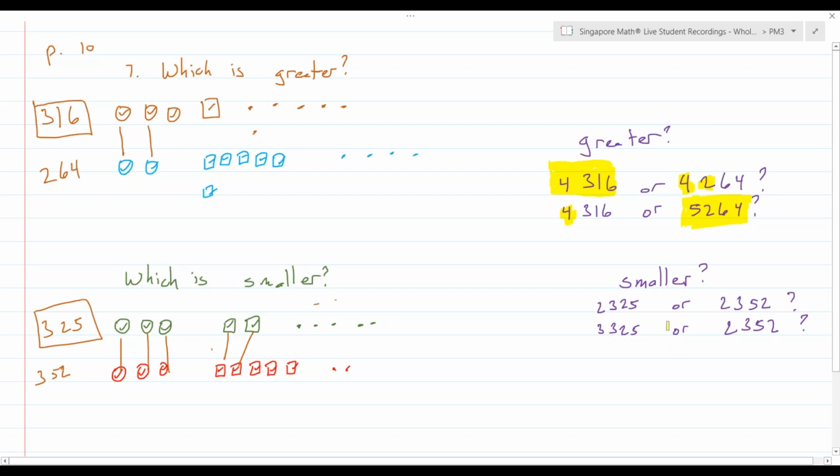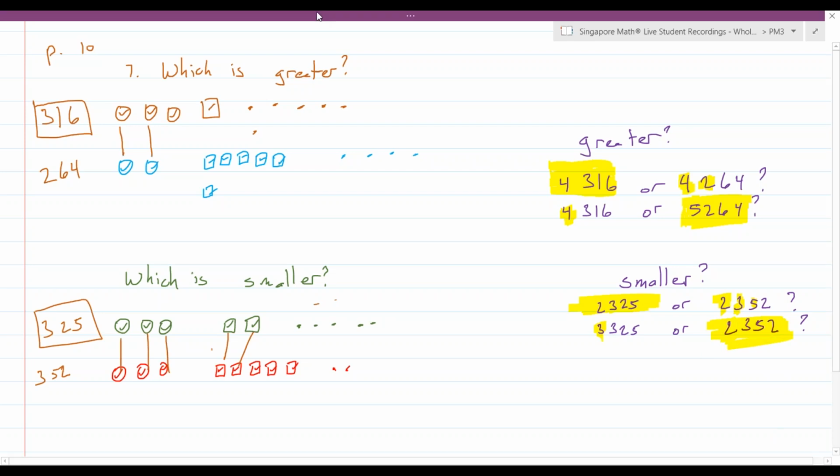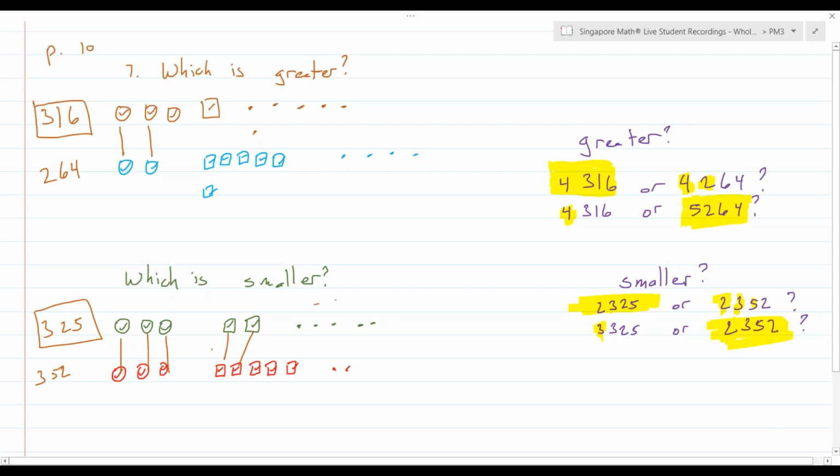The next part wants us to find smaller numbers. Start at the thousands, 2,000 and 2,000 matches, 300 and 300 matches, but if I have 2 tens compared to 5 tens, I know that 2 tens is smaller. So 2,325 is smaller than 2,352. The next one, 3,325 compared to 2,352, we have only to look at our thousands place to realize that the 2,000 number is smaller than the 3,000 number. So we don't have to go all the way to the end with every problem. We just compare them until we find a place value that is different.